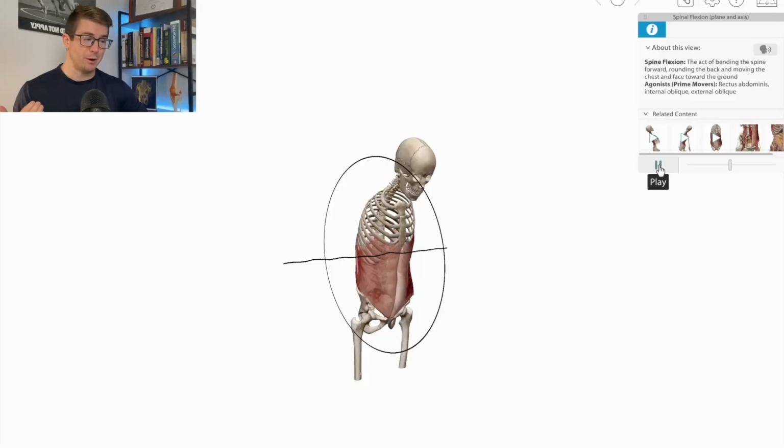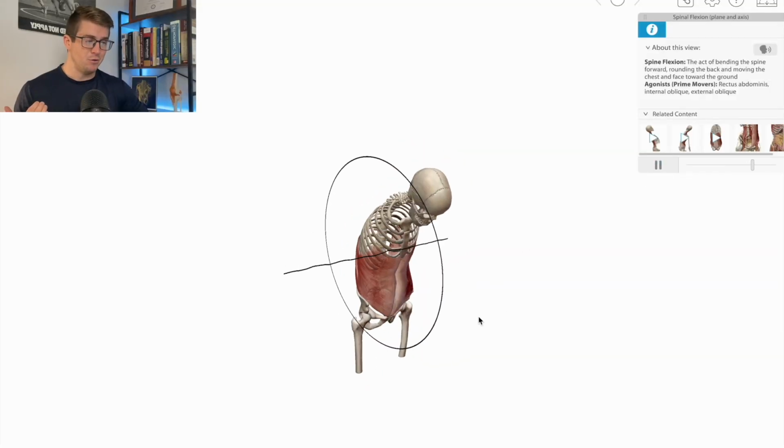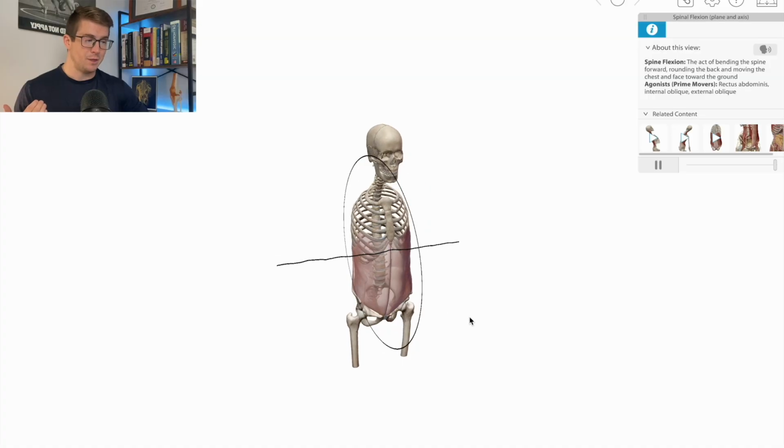In the last video, we broke down planes of movement. We talked about what planes of movement were, and we talked about the sagittal plane, the frontal plane, and the transverse plane. And today, we're taking the next step, axes of rotation.